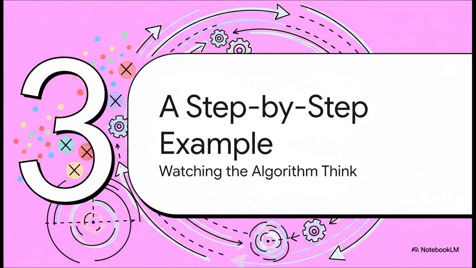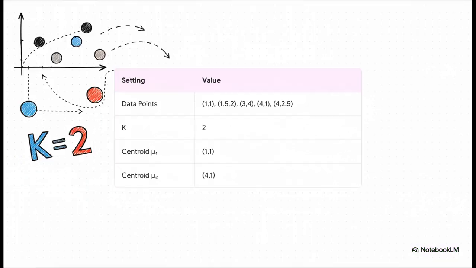Okay, theory is one thing, but seeing is believing, right? Let's make this concrete with a step-by-step example. We're literally going to watch the algorithm think. So here's our little playground. We've got just 5 data points on a simple 2D graph. We've decided we want to find 2 clusters, so our K is 2.